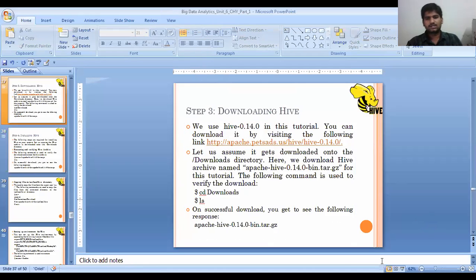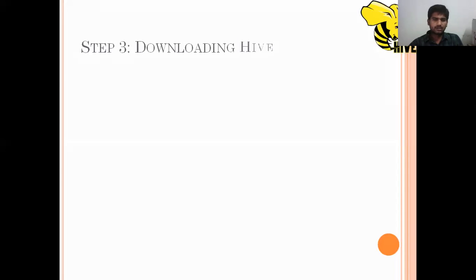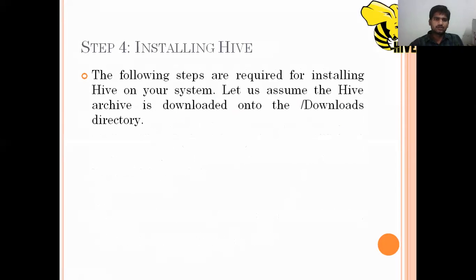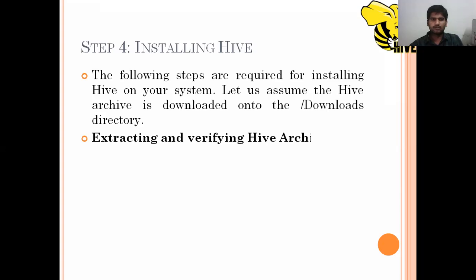On successful download, once we give the ls command, it shows the following response: Apache Hive 0.14 bin appears on the screen. Next is the installation of Hive, how we are going to install Hive. The following steps are required to install Hive on the system. Assume that it has been downloaded.